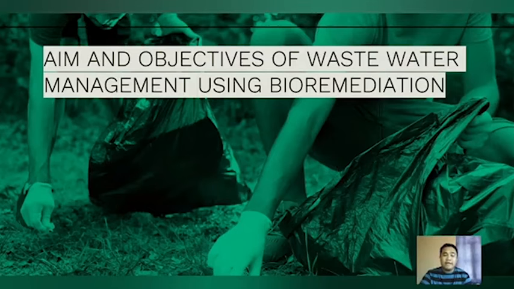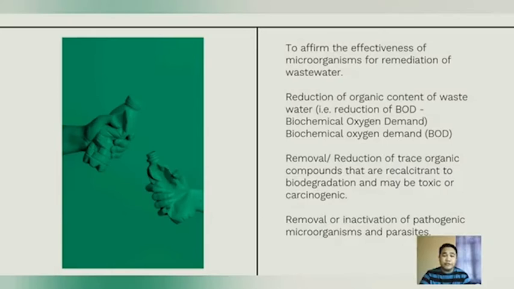Now, we simply have to understand the aim and objectives of wastewater management using bioremediation. So, of course, why do we need water management using bioremediation? These aims and objectives are really helpful for us to understand why the process exists and how it benefits us. First, one of the aims and objectives of bioremediation is to affirm the effectiveness of microorganisms for remediation of wastewater.